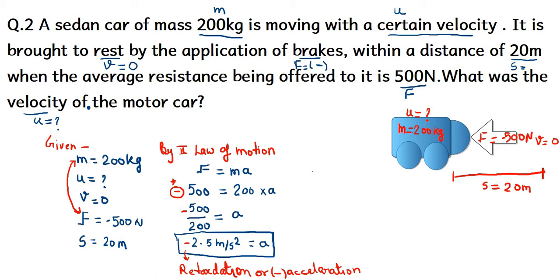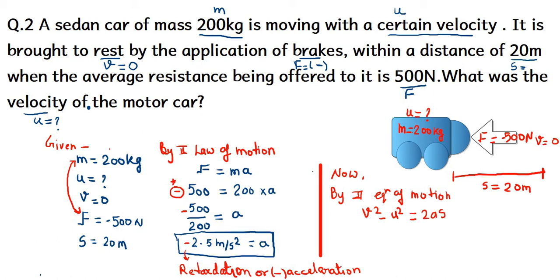Now student, we have initial velocity, final velocity and displacement S. So second part of this question, okay, we have to find the initial velocity. So we can use the equation of motion in which S is mentioned. We can use the second equation, in which v square minus u square is equal to 2as.